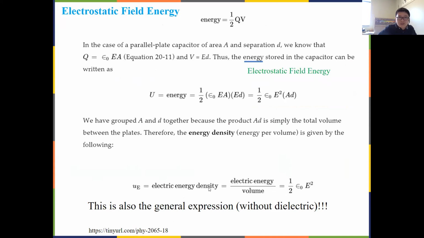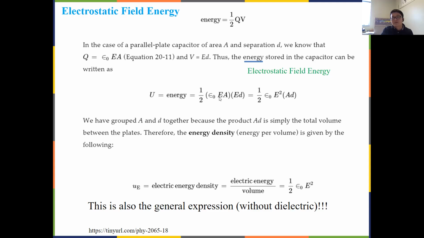So let's take a look at the electric field energy stored there. The energy stored in the capacitor is 1/2 QV. V is equal to E times D, and Q is equal to epsilon naught times E times A.